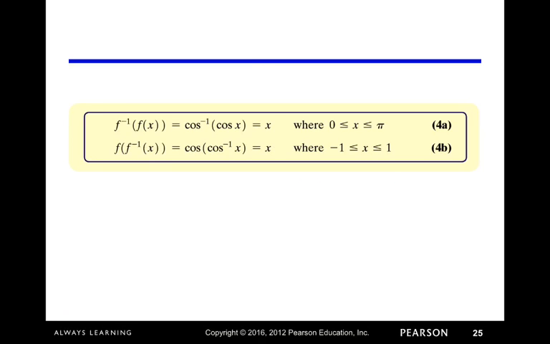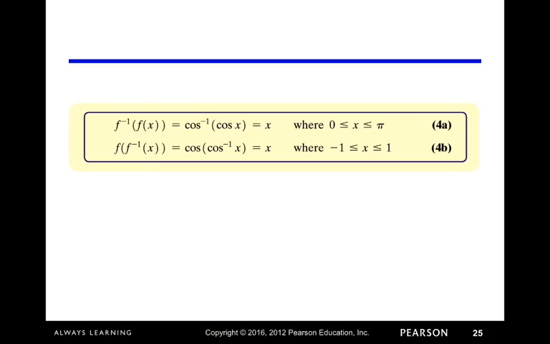Okay. Now, if we want to find composite functions, it's the same exact thing. If we have the f negative 1 on the outside, we want the angle that has the same cosine as cosine of x. So it's going to be x. It's going to be your angle. Again, that's the angle between 0 and pi. If the function's on the outside, we want the cosine of the angle that has a cosine of x. It's going to be x, between negative 1 and 1.